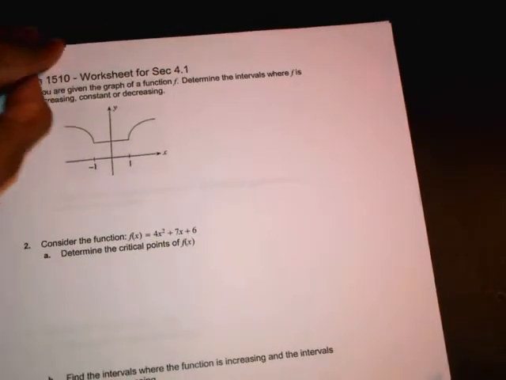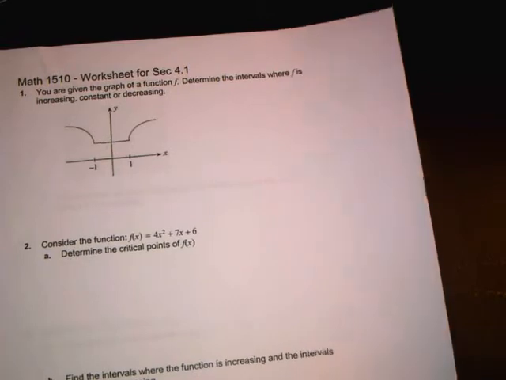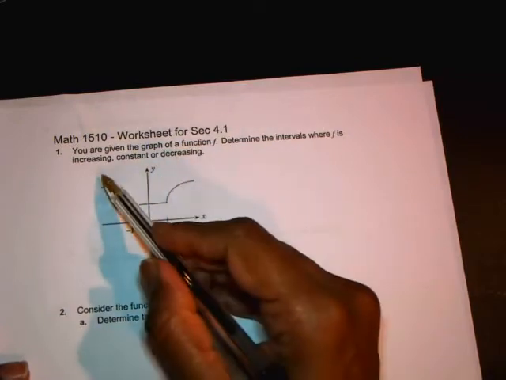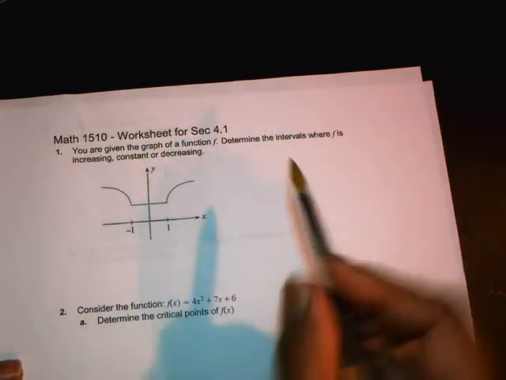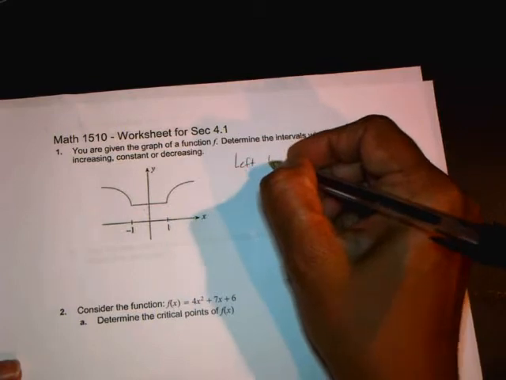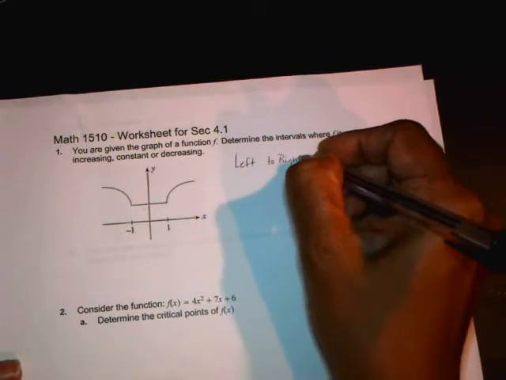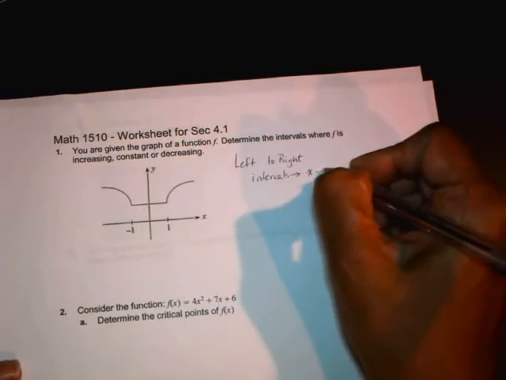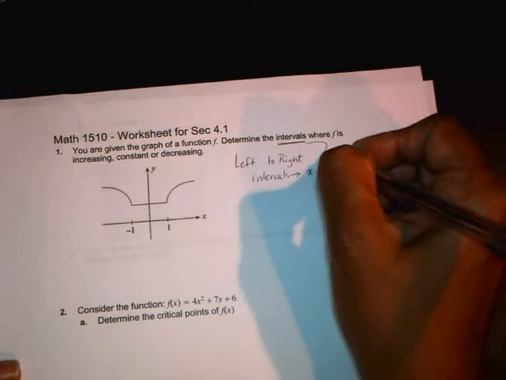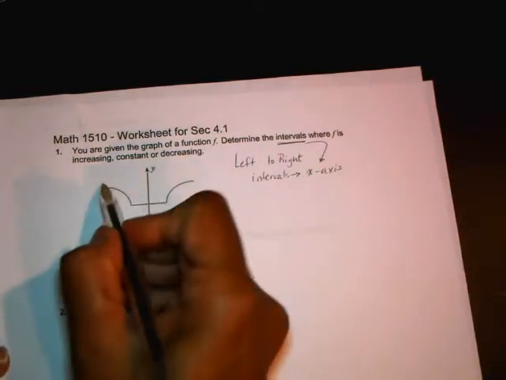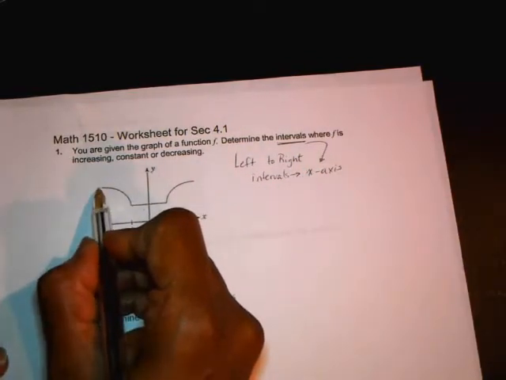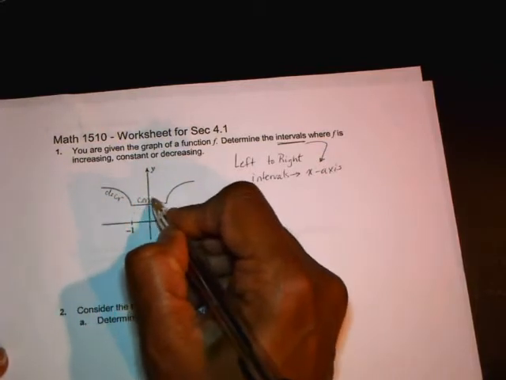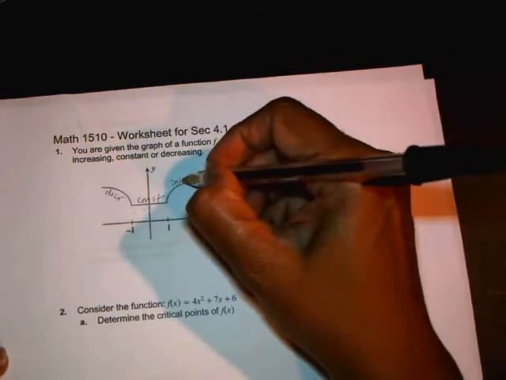4.1a. So the first question here is one where the graph is given to you, and you need to determine the intervals where f is increasing, constant, or decreasing. And remember, we always go from left to right when we describe, and when we say intervals, we're talking about the x-axis intervals. So left to right, what is the function doing at first? So going from left to right, it is decreasing, and then it is constant, and then increasing.